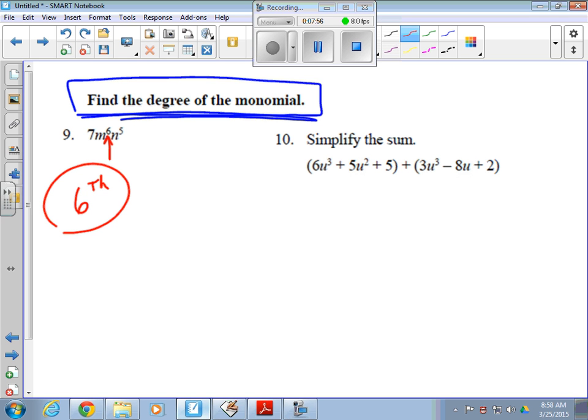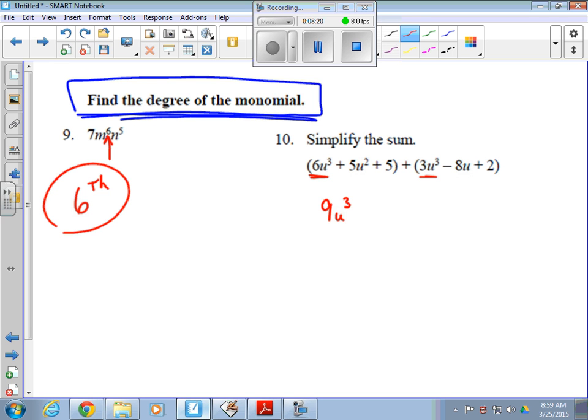Number 10 is finding the sum. This is just like finding the difference like we did on the first couple of problems. So you put the like terms together. 6u to the third plus 3u to the third. 6 plus 3 is 9u to the third. Notice we did not add the exponents right there, because we were only adding the terms, not multiplying them.